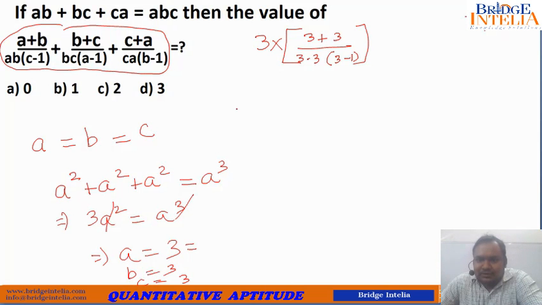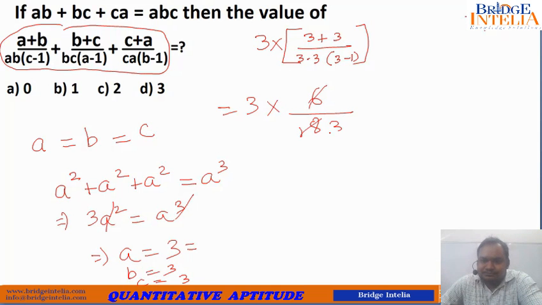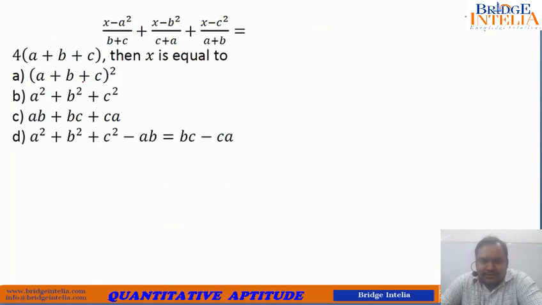So what does this come out to be? So 3 into 3 plus 3, 6, divided by 9 into 2, 18. So final answer is 1. So this is the correct answer. Now let's move further.